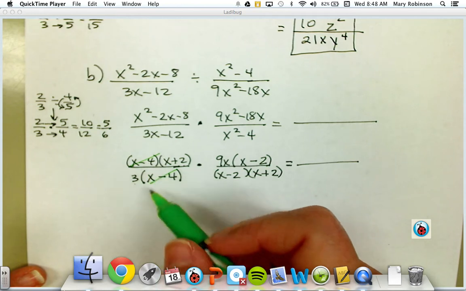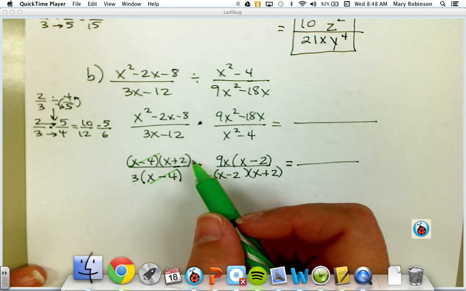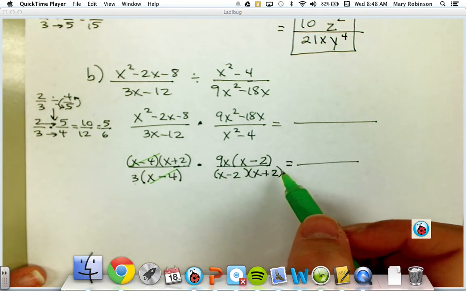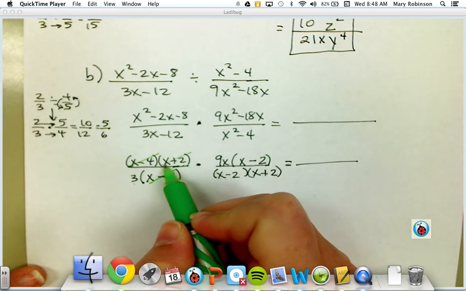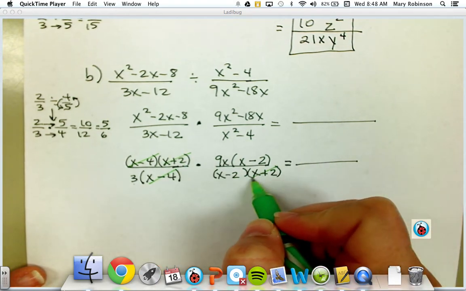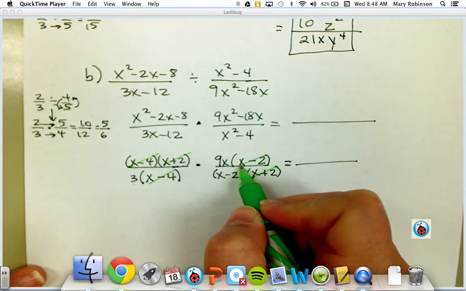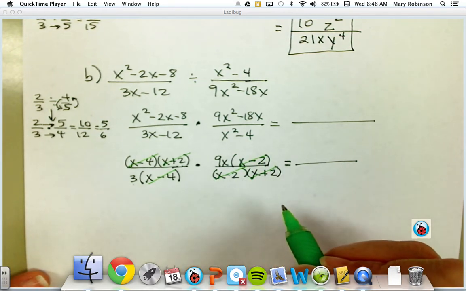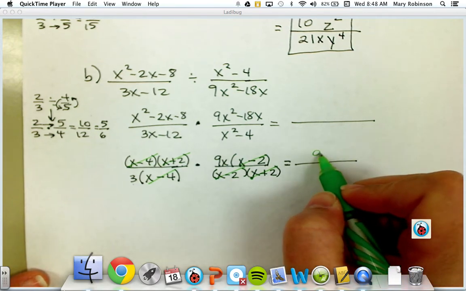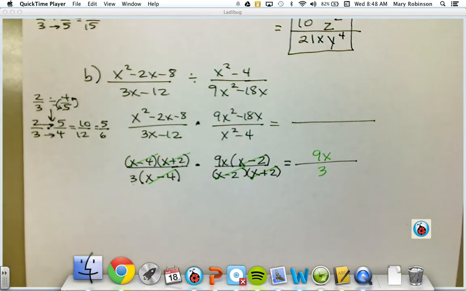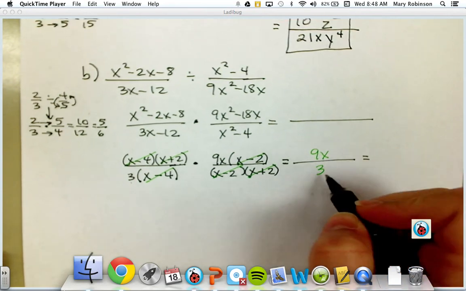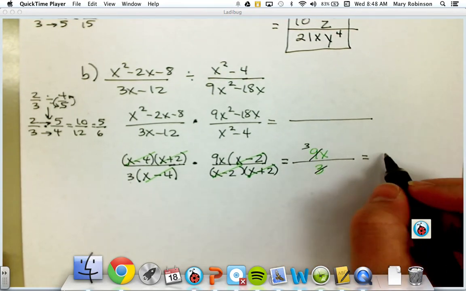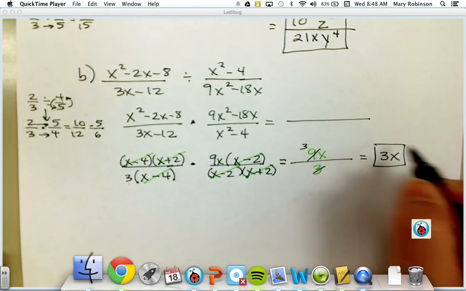We need to remember that we can cancel vertically or we can cancel horizontally. Notice over here I've got an x plus 2 divided by an x plus 2, so those would cancel. And I also have an x minus 2 divided by x minus 2, so those would cancel. But what we have left is 9x over 3. But even that can be reduced. 3 goes into 9 3 times, so our final answer is 3x.